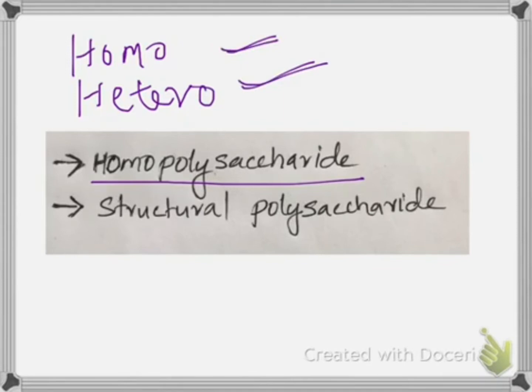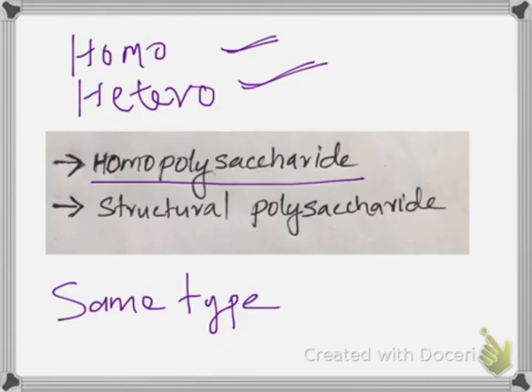Homopolysaccharides are the polysaccharides that contain the same type of monosaccharide units, or they are polymers of the same type of monosaccharide units.